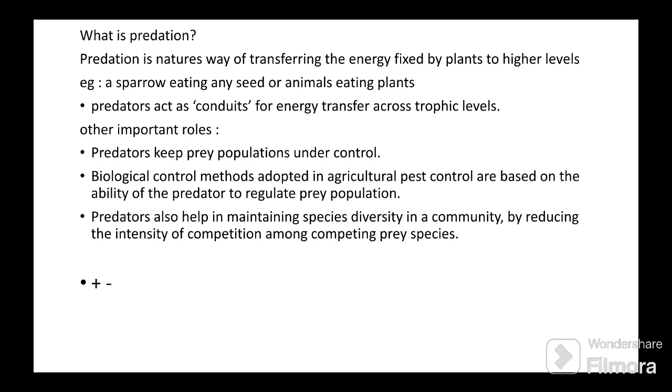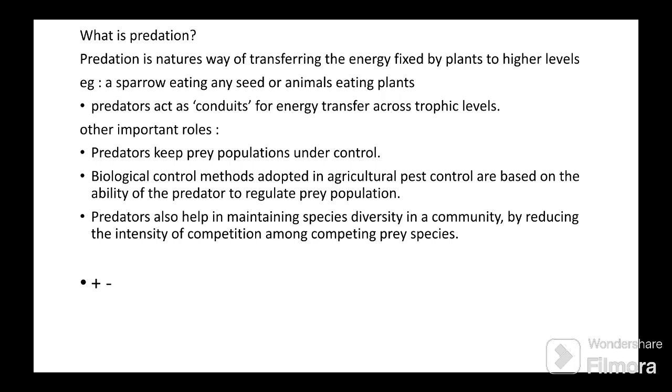Predators keep the prey population under control, which means they help in regulating the population of the prey. And the pest control methods that we use in agriculture, even that is based on prey and predator interaction. And predators also help in maintaining the species diversity by stopping or reducing the interspecific competition. We will be discussing these 3 points in detail further in my video.